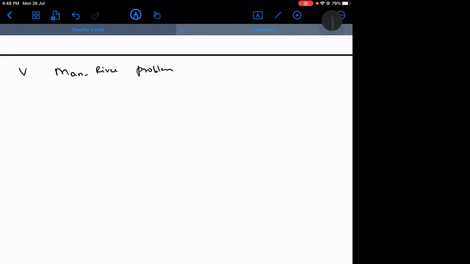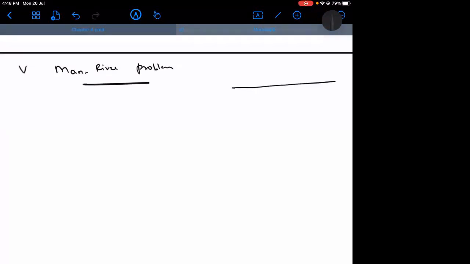Man and river problem. Okay. So generally, if you take a river, this is the width. So generally, the width of the river will be given. Let's say the width of the river is D. And let's say there is a man who's starting at this point.